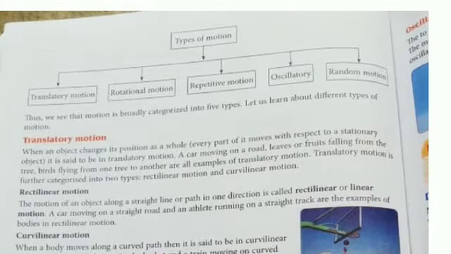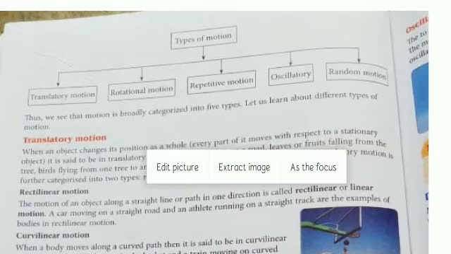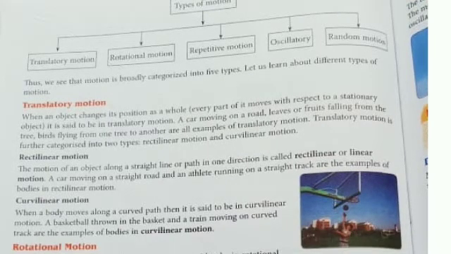First, translatory motion. When an object changes its position as a whole, totally it changes its position, every part of it moves with respect to any stationary object, it is said to be in translatory motion. A car moving on a road, leaves and fruits falling from the tree, birds flying from one tree to another. Here you see that the position is changing as a whole. All are examples of translatory motion.